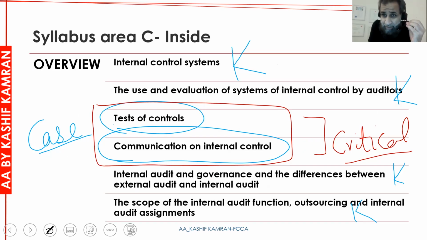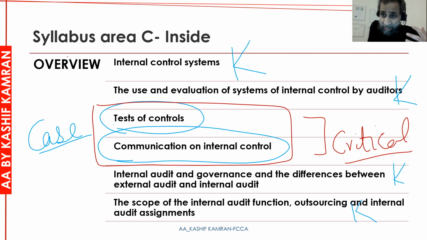Test of control is a very regular question. The examiner asks you what the key controls are and how you would test them. The examiner asks you how you would communicate deficiencies in the internal control system to the management. Now you need to identify the deficiencies and you need to provide a recommendation on overcoming the deficiency to the management. So these are two critical areas.